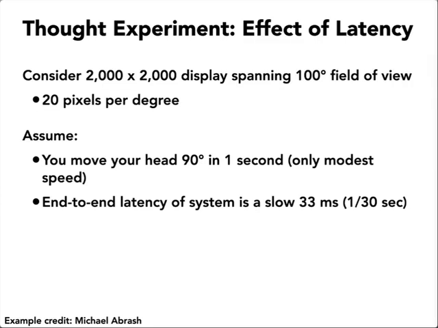Now assume that you move your head 90 degrees in about 1 second. So that would be like, I'm looking at you, 1, 1000, 2, 1000, 3, 1000. It's like that sort of a turn. Okay. So 90 degrees in 1 second, which, by the way, you can tell is pretty modest speed. You might move your head much more quickly than that in VR very commonly. So this is a pretty moderate test.